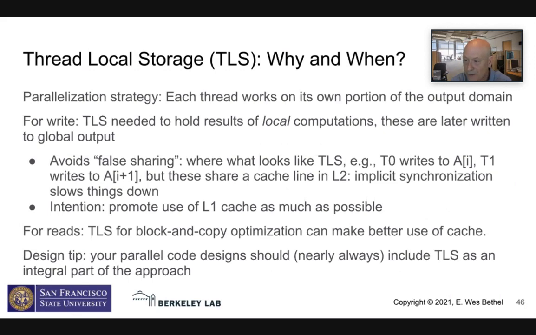The intention of thread local storage is to promote use of L1 and L2 cache as much as possible. And on the read side, thread local storage for block and copy optimization is how you're going to make use of the cache. So the design tip for you all is, your parallel code designs should nearly always include some aspect of thread local storage as an integral part of the approach. You should just be thinking about that as you think parallel thoughts.